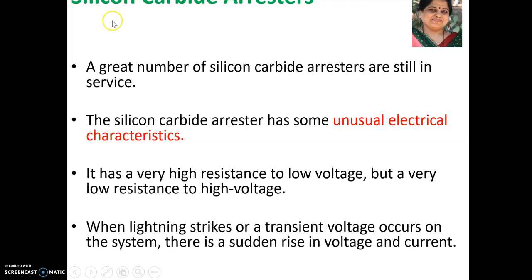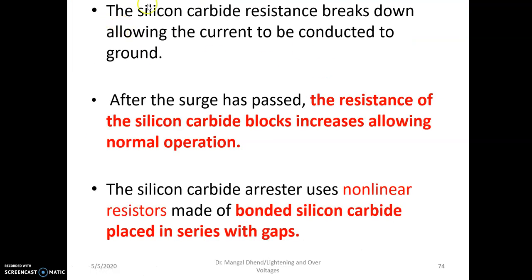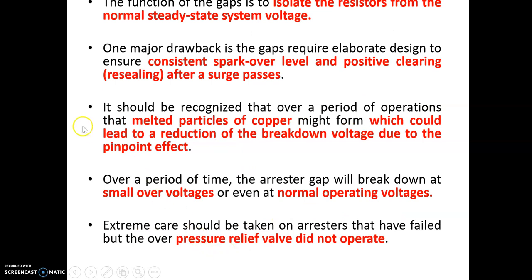So different types of arrestors means only that the disc will be made up of different materials. With silicon carbide, you can see the resistance of the silicon carbide blocks increases, allowing normal operation, and it is made up of bonded silicon carbide placed in series with the gap. So depending upon the material, lightning arrestors, valve type arrestors are different types of arrestors.